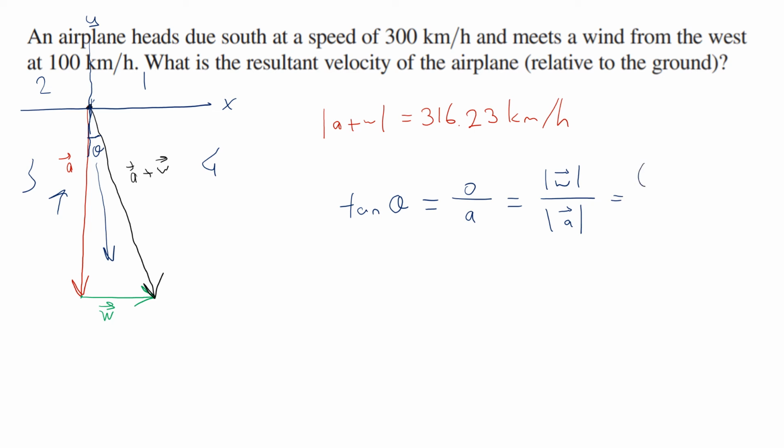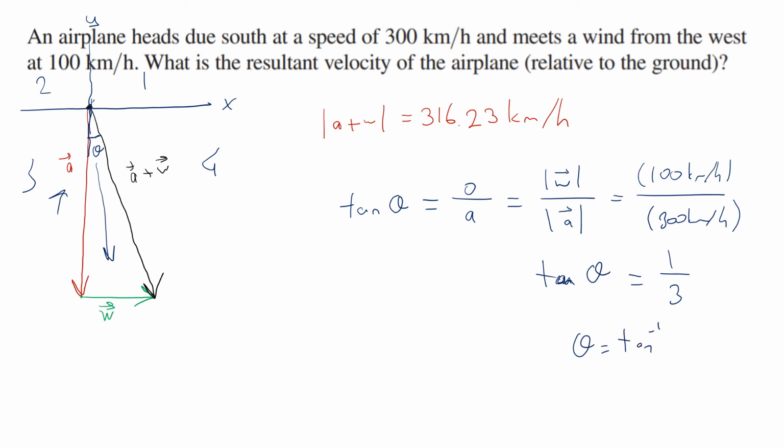So all I need to do is put these values together. The value of wind is 100 kilometers per hour. The value of the airplane is 300 kilometers per hour. And that would give me a value of 1 over 3. However, this is tangent equaling the value of 1 over 3. I am trying to find the degree itself. So I can use inverse tangent, so that would be tangent inverse of 1 over 3. If you put this into your calculator, what you would get as an answer is 18.4 degrees.